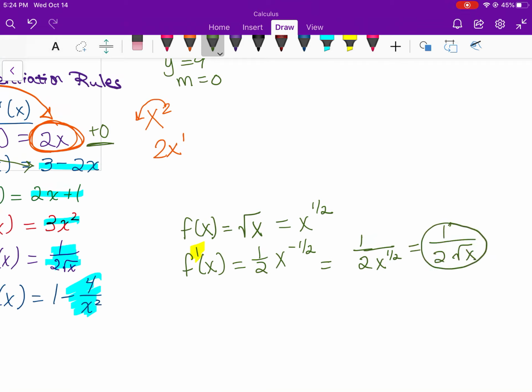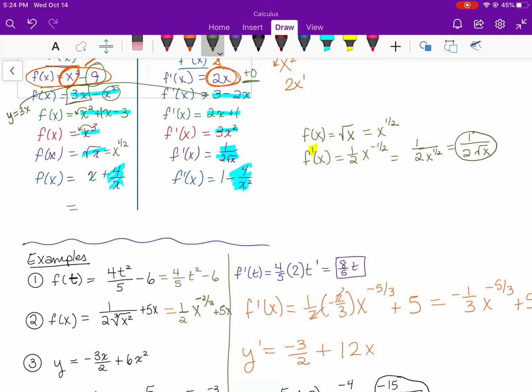And then this one also has a rewrite step. The x in the denominator has to be brought to the top. And so if I'm finding its derivative, the derivative of 1x is just 1. Think of this again as the line y equals x. The slope of that line is 1. And then 4 times -1 is -4. Lower my exponent by 1, which would make it -2. And then I'm right here.